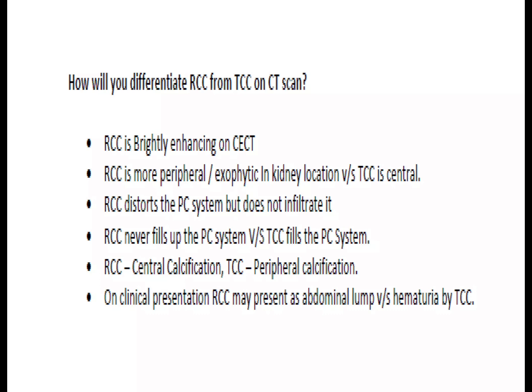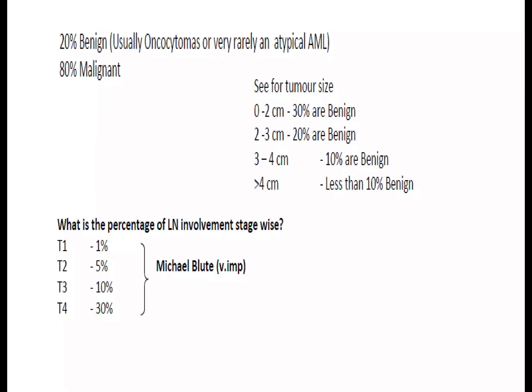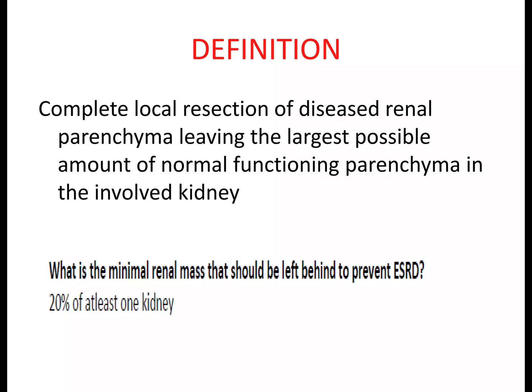RCC has central calcification on CT, while TCC has peripheral calcification. On clinical presentation, RCC may present as an abdominal lump versus hematuria in TCC, as RCC has a very late presentation of hematuria, right? And now let's discuss some important points: in what percentage lymph node involvement can be seen in each stage. That's also important. And for tumor size, 0 to 2 centimeter masses are much of the time benign. So this is a little bit of detail on the tumor.